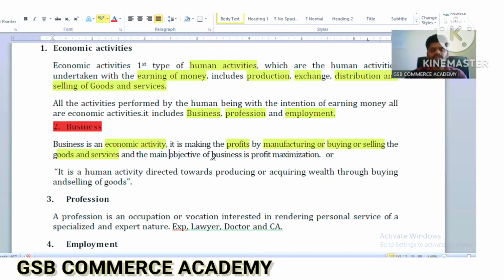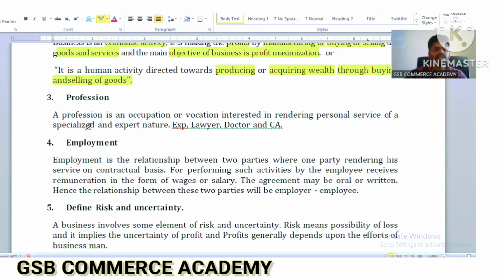The main objective of business is profit maximization. In simple terms, business is nothing but the buying and selling of goods and services for earning more profits. It is directed towards producing, manufacturing or acquiring wealth, or earning profits through buying and selling of goods and services. This is the first type of economic activity, and the second type is profession.